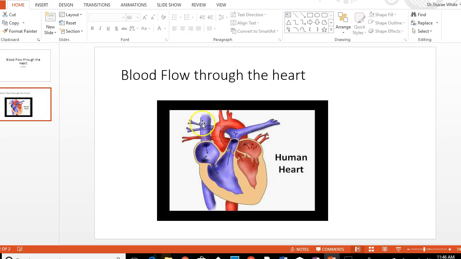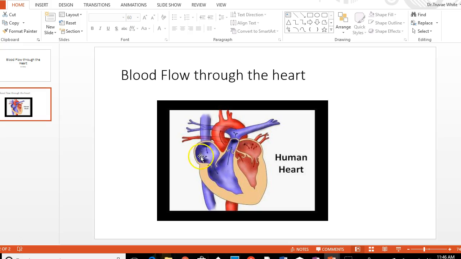This superior vena cava is going to return deoxygenated blood from everywhere above the heart. So the base of the heart lies at about the location of the second rib. So everything above the second rib, so the first rib, the neck, the head, all of that deoxygenated blood is returned to the superior vena cava, and from the superior vena cava, it is going to deposit that deoxygenated blood into the right atria.